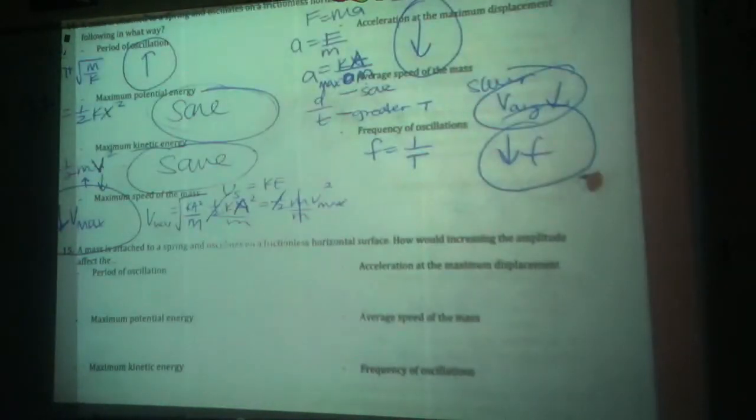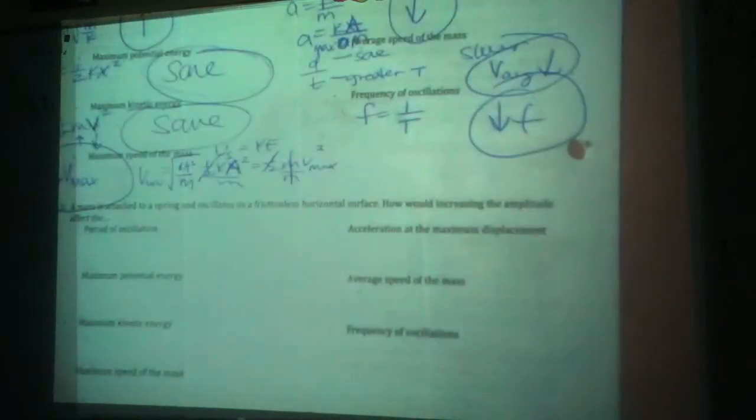A mass is attached to a spring and oscillates on this horizontal surface. Now I'm going to increase the amplitude, so you're increasing A. What would that do to the period of oscillation? Well, period of oscillation is 2 pi square root of m over k. So increasing A is going to do nothing, it will stay the same.